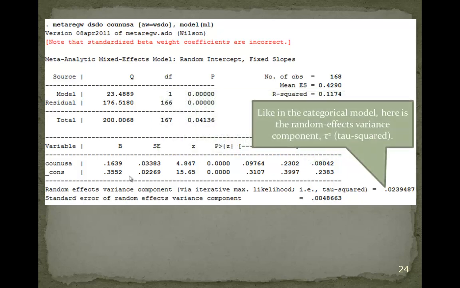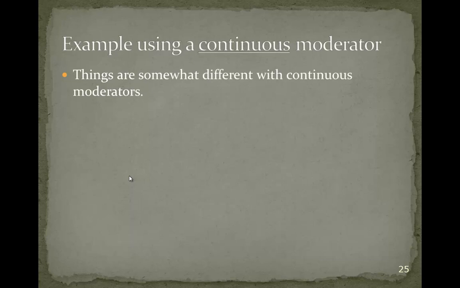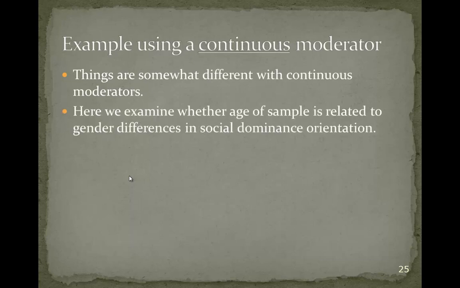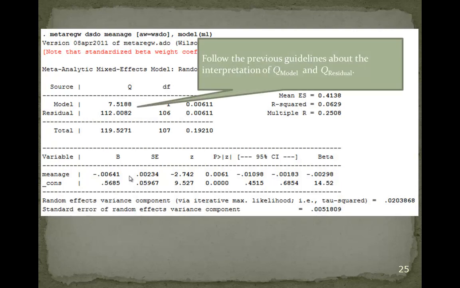And then, like in the categorical model case, the random effects variance component is there at the bottom, tau squared, and its standard error if you want it. Here's an example using a continuous moderator, and things are a little different for it, and I think you'll see why in a second. Here we'll examine whether age of sample is related to gender differences in social dominance orientation. We run the model, it's the same as we did last time, but we put a new covariate in.